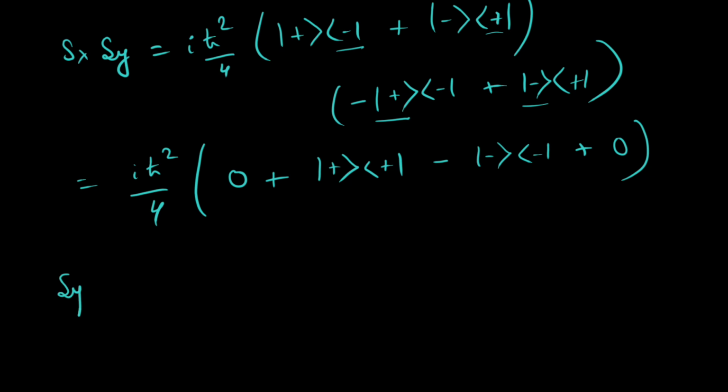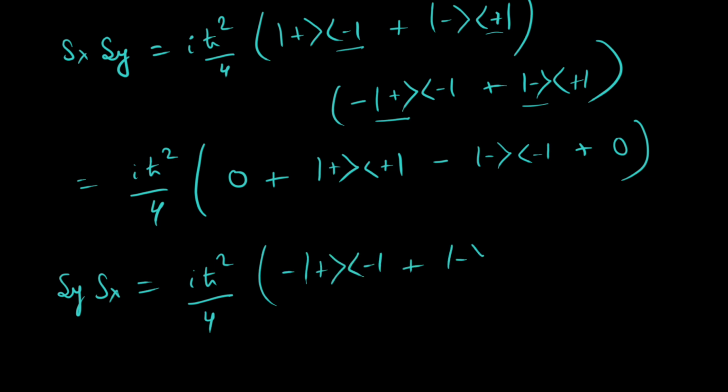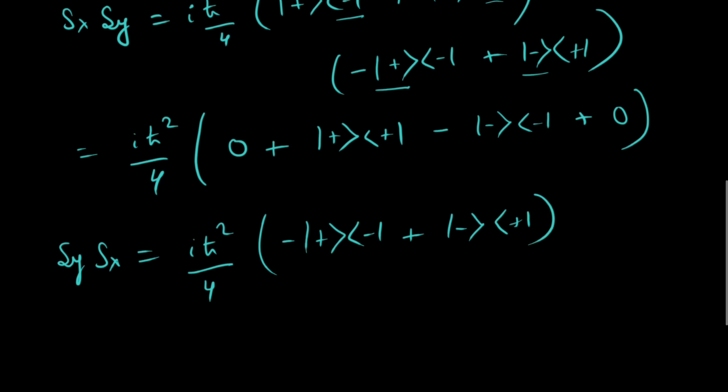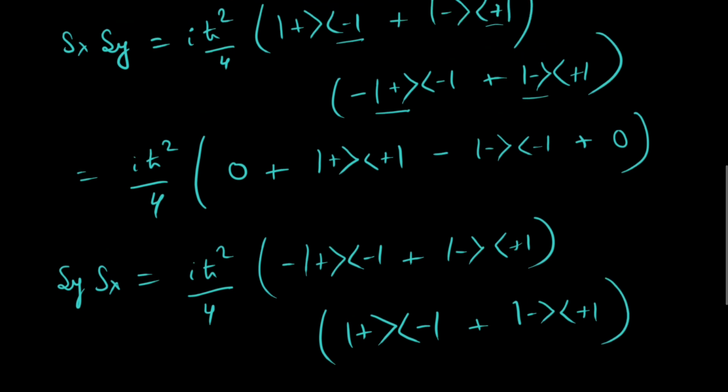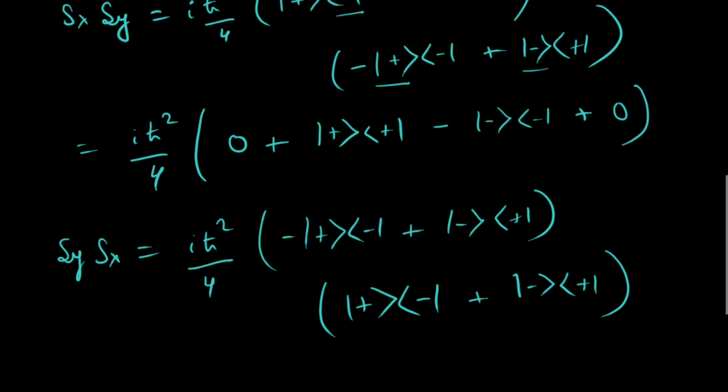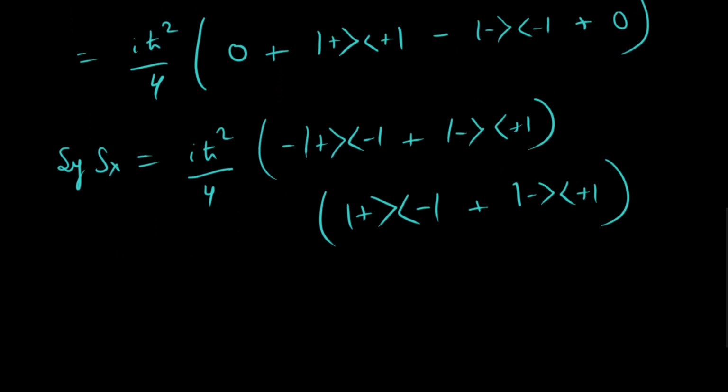So now we'll do it similarly for Sy, Sx. So again we have h bar squared by 4, and we'll have minus plus, and so on. I'm saying minus plus so many times. So you can calculate it on your own. I'll do it for you anyways.